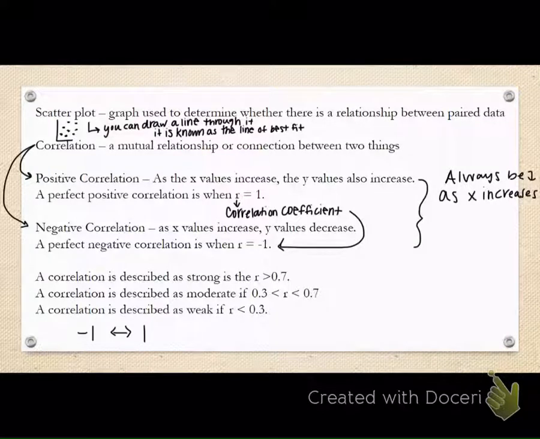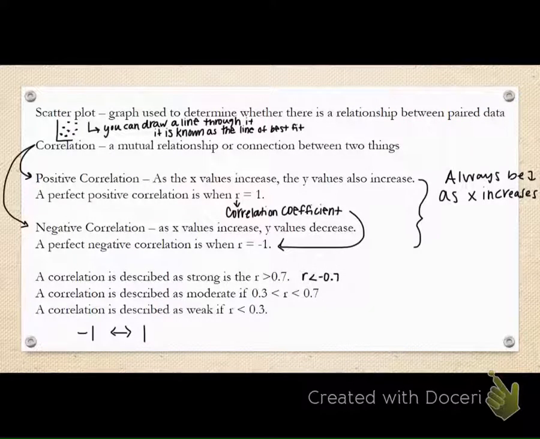So if R is greater than 0.7 or if R is less than -0.7, but it's never more than 1, meaning it's either strong correlation positively or strong correlation negatively. If it's positive, it'll be a positive. If it's negative, it'll be a negative.